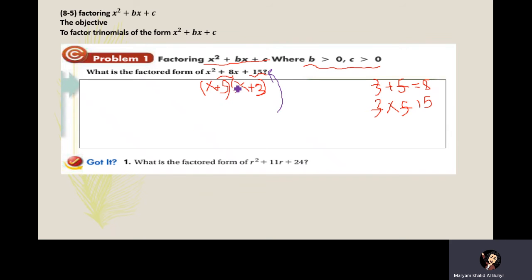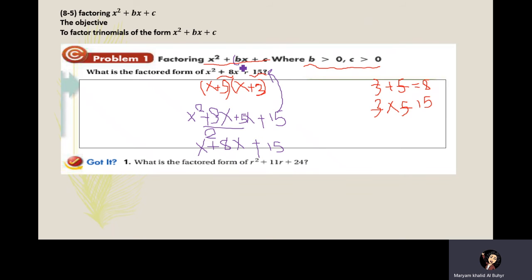Let's check. x times x, x squared. x times 3, plus 3x. 5 times x, plus 5x. 5 times 3, 15. So add these: 8x plus 15 plus x squared.